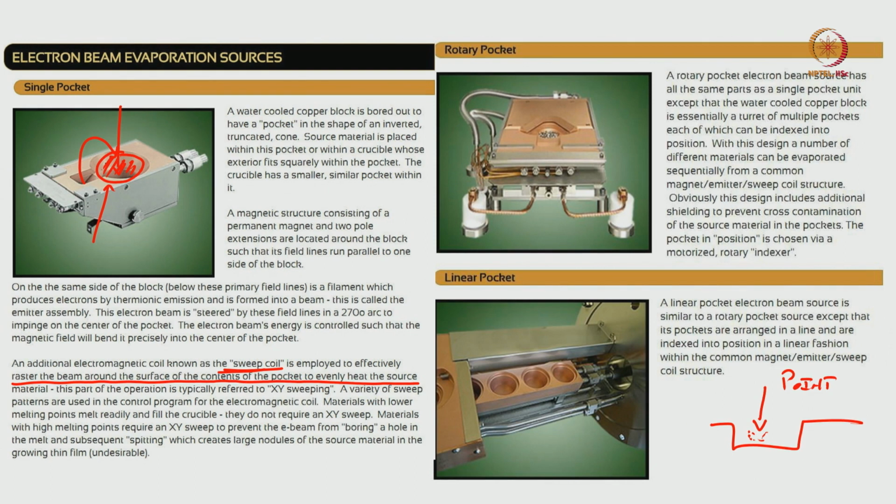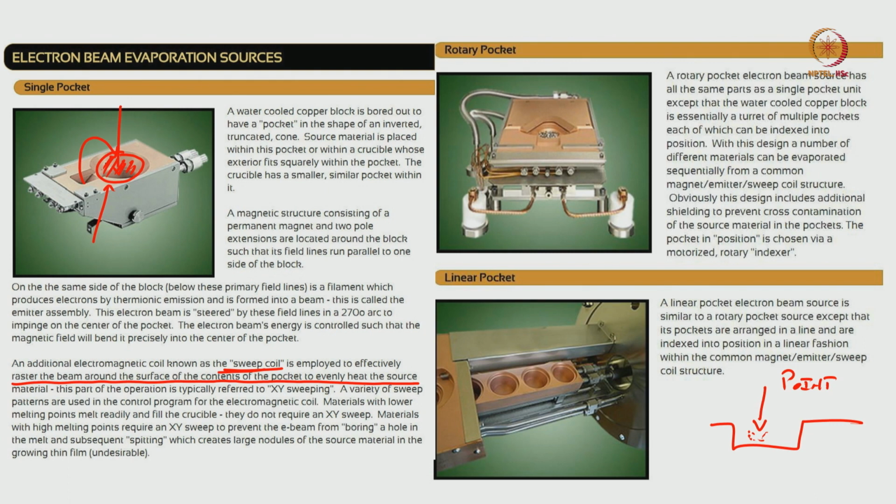Materials with high melting point require XY sweep, to prevent the E-beam from boring a hole into the metal and subsequently spitting, which creates large nodules of the source material in the growing thin film, which is undesirable. That means if you continuously point the electron beam in only one area, it will create a hole, and a bigger chunk of the material will be melted faster, such that in the thin film, instead of having uniform grains, you will find larger nodules, which is not desirable.